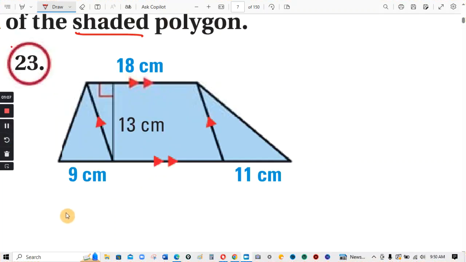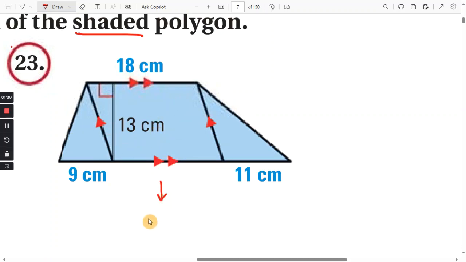Number 23, this is actually a trapezoid, but we didn't learn the formula for the trapezoid yet. Okay, see, we have one pair of parallel sides, and these sides are not parallel. Anyhow, don't worry about that for now. We see in the middle here, we have opposite sides parallel. So this is a parallelogram. All right, and we know that the area for a parallelogram is just base times height.